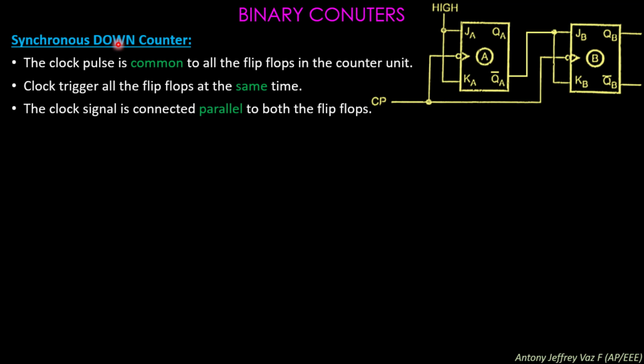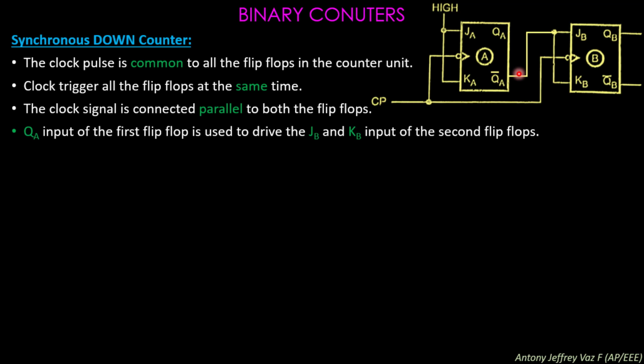For the down counter, there will be some simple modification. Instead of taking the output from QA, you are going to take the output from QA bar and connect it to JB and KB. This simple change in the connection from QA to QA bar gives you a large change. It becomes a down counter. So the other things remain the same.